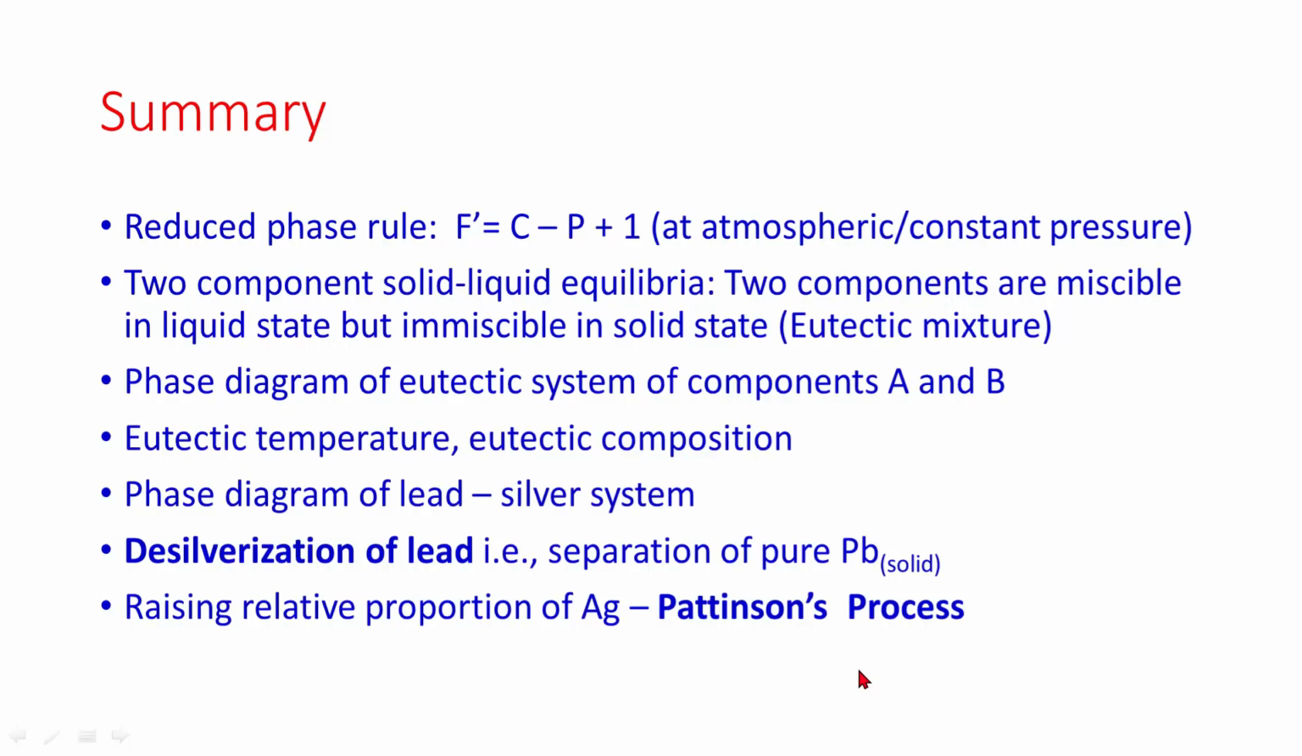In this session, we have discussed the reduced phase rule. F dash is equal to C minus P plus 1 at atmospheric pressure. Two component solid-liquid equilibria, where two components are miscible in the liquid state but immiscible in the solid state, that is, eutectic mixture. Phase diagram of the eutectic system of components A and B, eutectic temperature and eutectic composition.